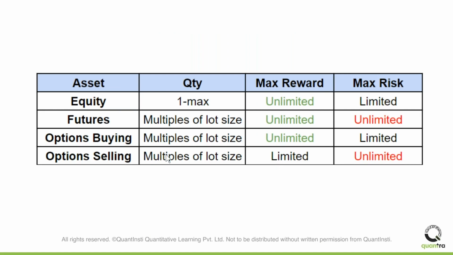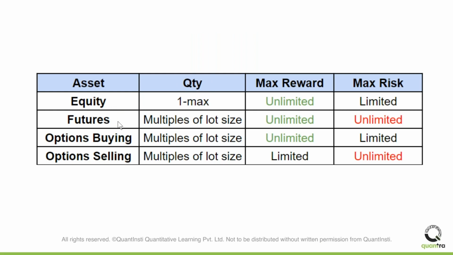So by understanding these two cases, we can come to this conclusion. This is a very important point. These are all important points to remember. So I'll take it slow and explain each case. If you want to trade in equities, for the quantity, either you can buy a single stock or you can buy the maximum amount allowed by the exchange. So it goes from 1 to the maximum.